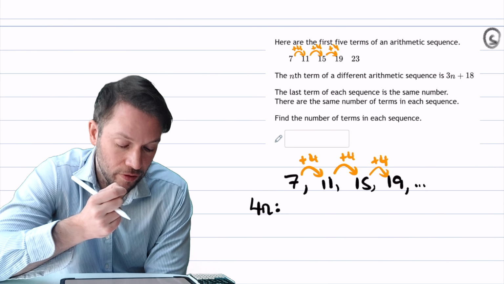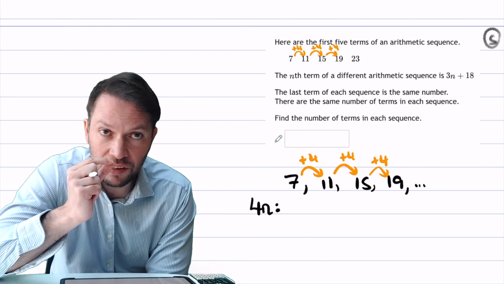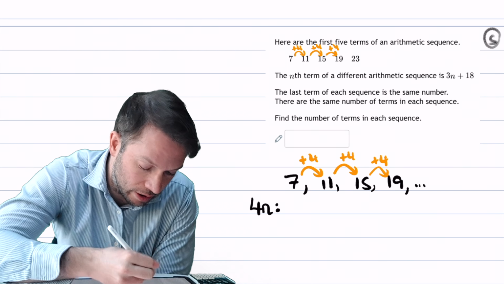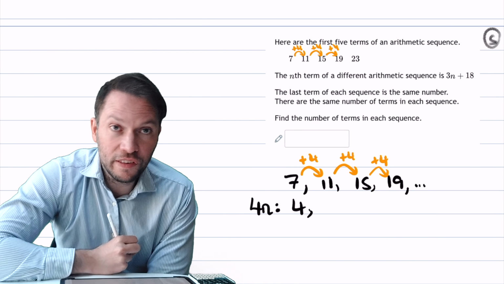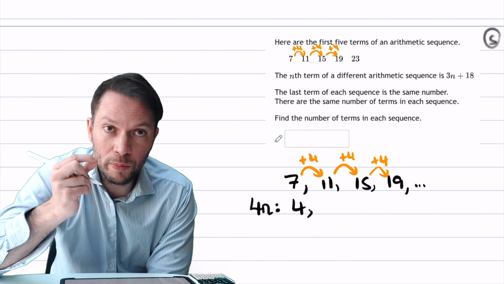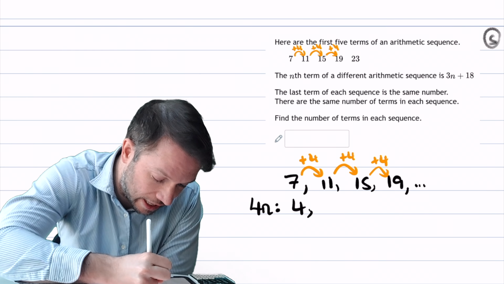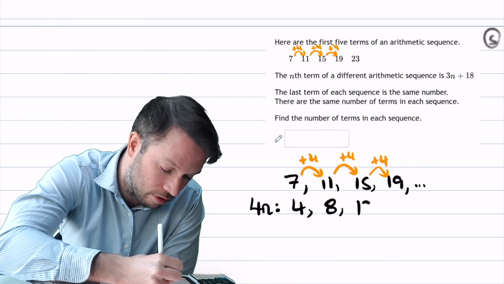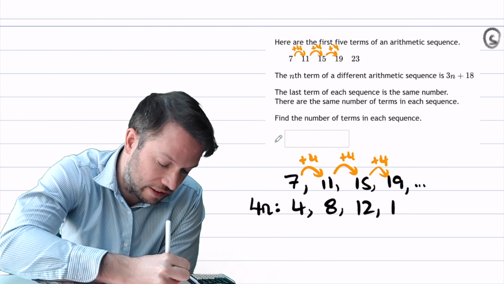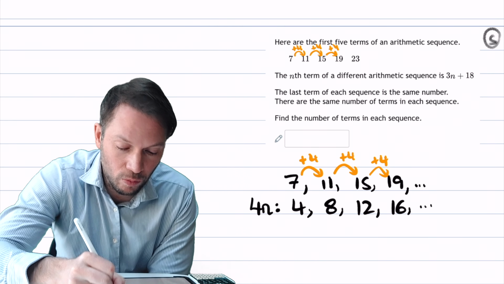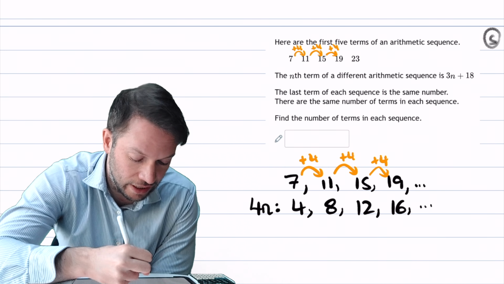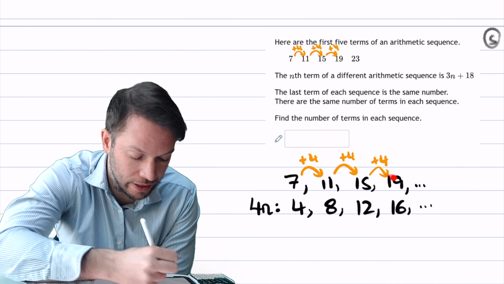Now, the nth term of our formula was 4n. What would be each term of this formula? Well, the first term, that's where n is 1, would be 4 times 1, which is 4. The second term, where n is 2, would be 4 times 2, which is 8. The third term would be 12. The fourth term would be 16, etc. But we don't want 4, 8, 12, 16. We want 7, 11, 15, 19.